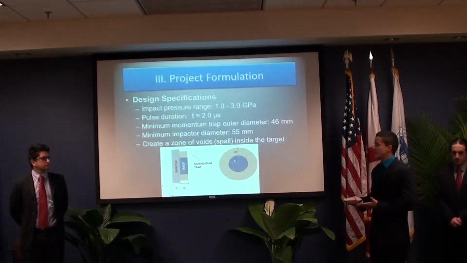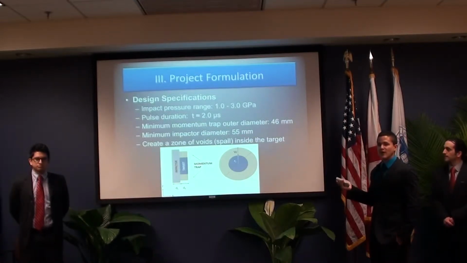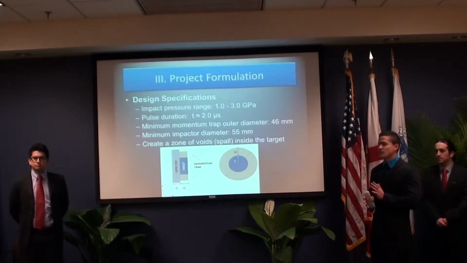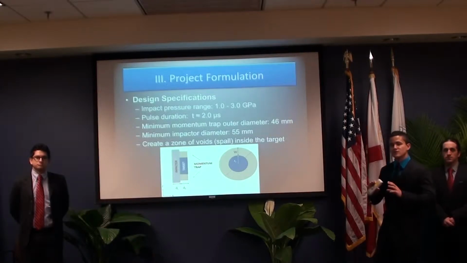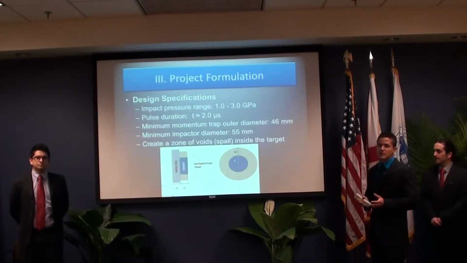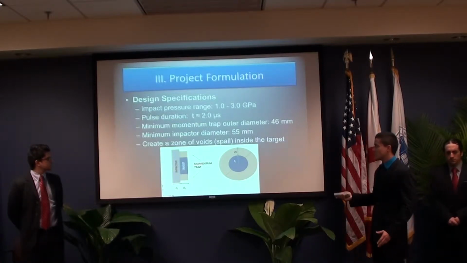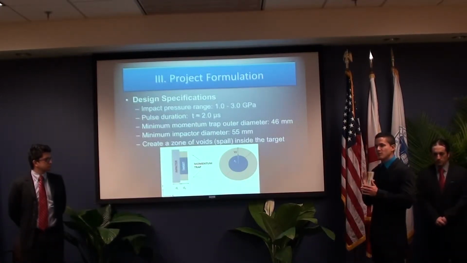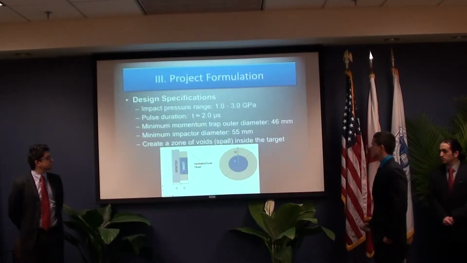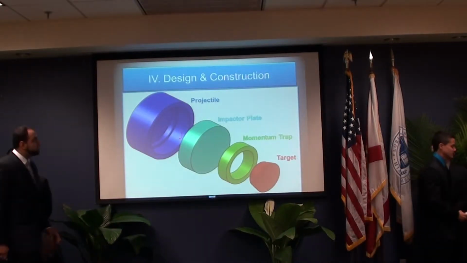Our shots are going to be designed to cover a pressure range from 1 to 3 gigapascals while trying to maintain a pulse duration of around 2 microseconds. We're also going to use a momentum trap to try and reduce or completely eliminate the edge effects on the target specimen. Our goal is to create a void zone of spall somewhere near the middle of the target specimen.